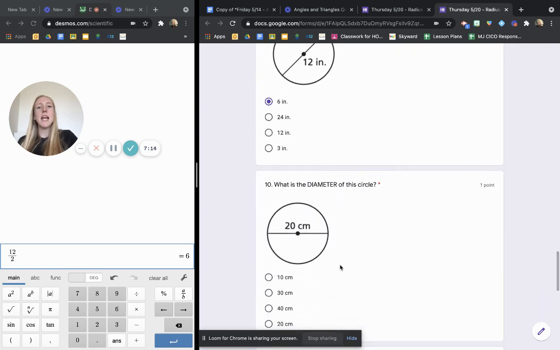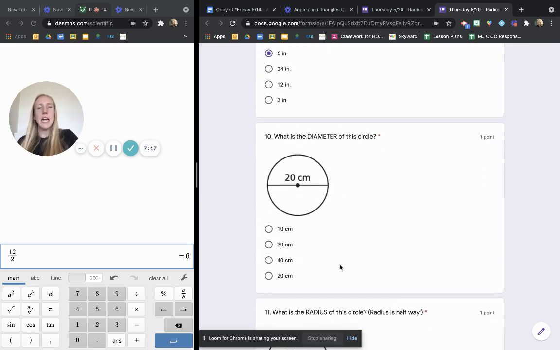All right, what is the diameter of this circle? Diameter is the bigger word, so it's going to have the bigger measurement. It's going to be all the way across. Does this show me all the way across? Yes, it does. So I can just take the measurement 20. That's my diameter.